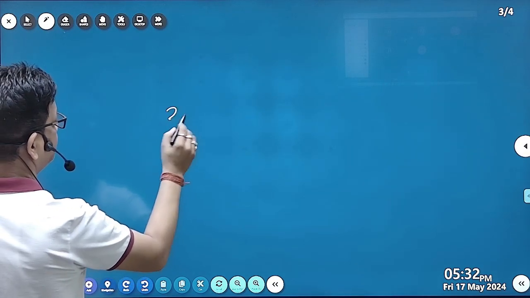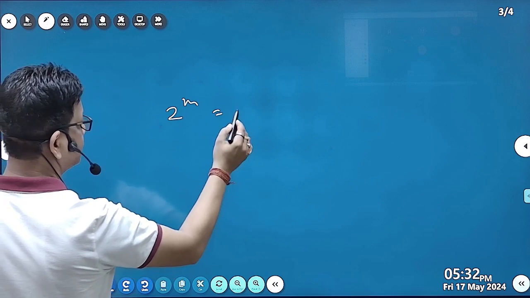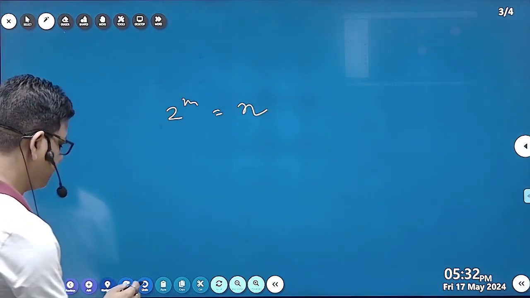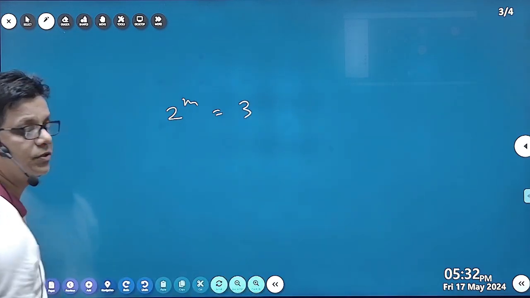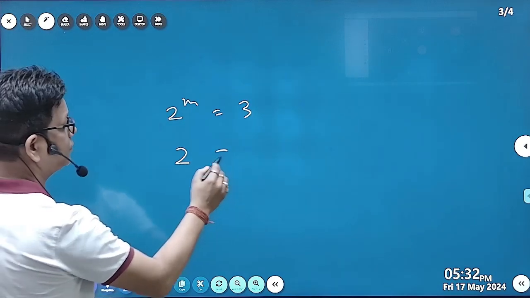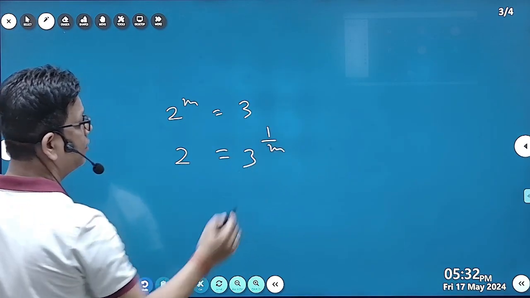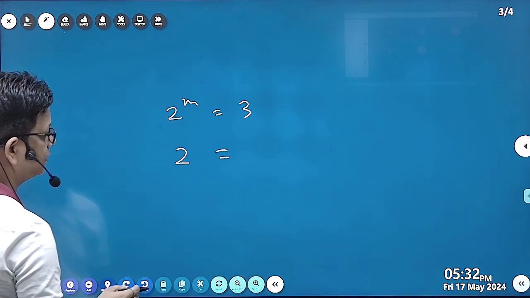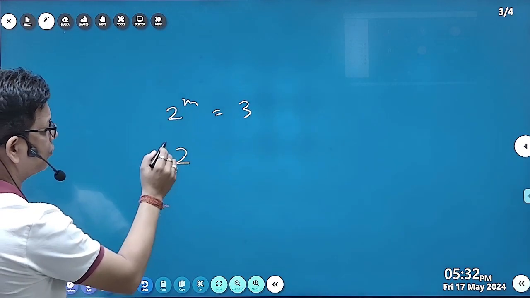Suppose 2 to the power m is equal to n. Or suppose I make it much easier. Suppose 2 to the power m is equal to 3 as an example. Then when you remove m there, it becomes 3 to the power 1 by m. I hope you all know that. To remove m, I think you have learned this in the other classes. So m we have to remove.